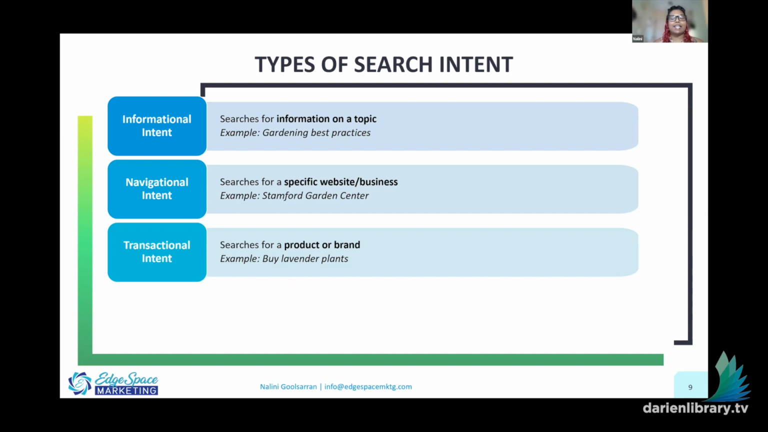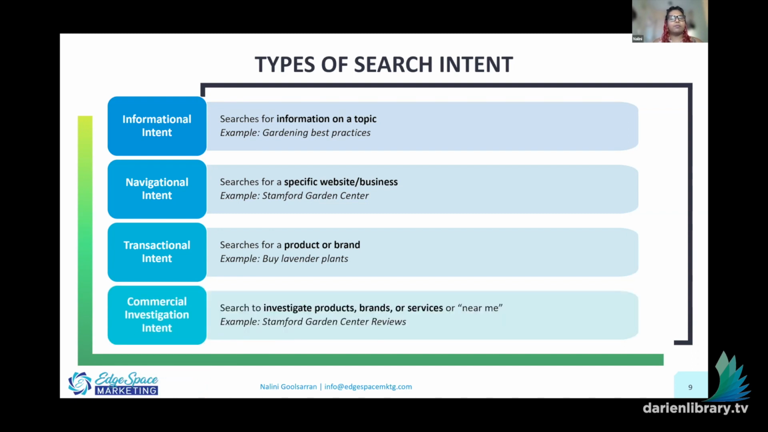Then you have a transactional search, which is where they're searching for a product or brand. They're searching for information, but in kind of an investigatory capacity. So it's more like, where do I buy lavender plants near me? Where do I buy Adidas shoes? And I'll show you some really specific examples in a moment.